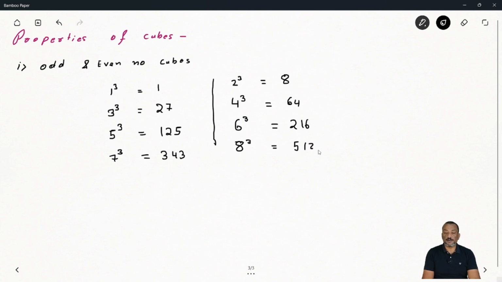512. Now I will tell you one more property along with this. Then 9 cube, you are getting 729, and 10 cube, how much are you getting, 1000.